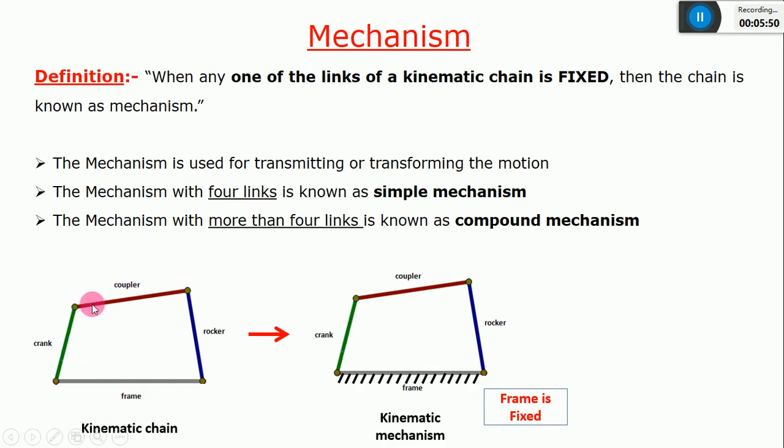neither any link is fixed. So all the links are free. If you're going to fix any one link, for example, I'm going to fix the frame, it will become a kinematic mechanism. If neither of the links is fixed, it will be a kinematic chain.